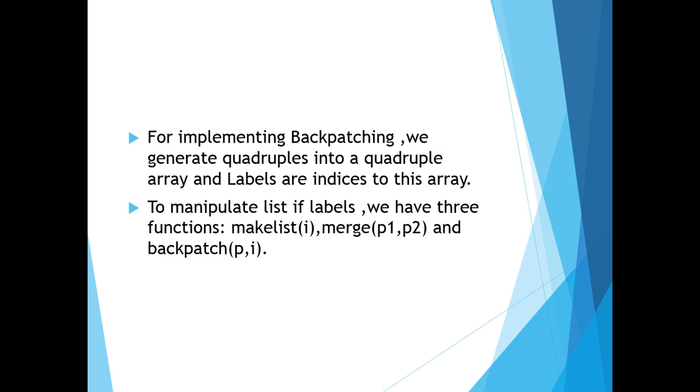For implementing backpatching, we generate quadruples into a quadruple array, and labels are indices to this array. So to manipulate lists of labels, we have three functions: makelist(i), merge(p1, p2), and backpatch(p, i).